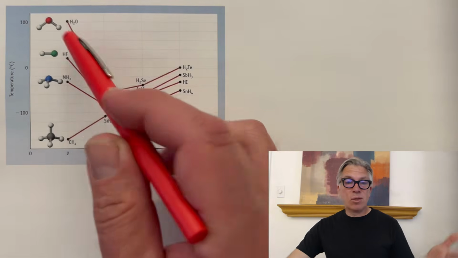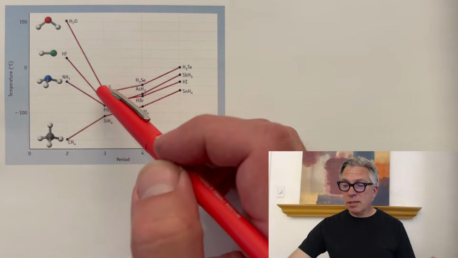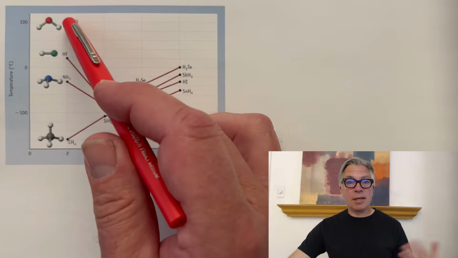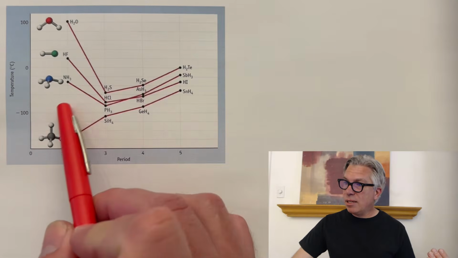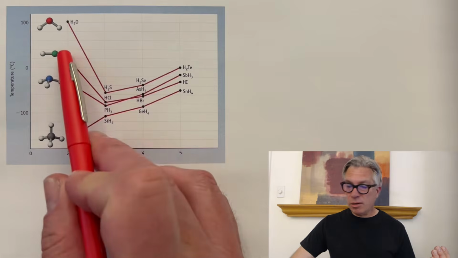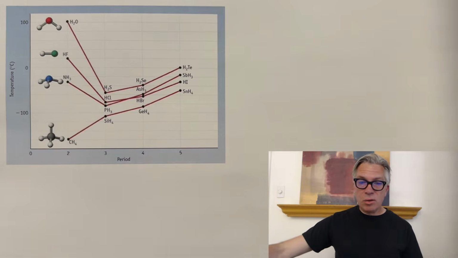But in fact, even though it's the lightest molecule of the group, its boiling point is way higher because of the hydrogen bonding that it exhibits. Same with hydrogen fluoride. We might expect hydrogen fluoride to boil down in here, but it actually boils at much higher, and same with ammonia. And again, it's just trying to show the effect of hydrogen bonding on their boiling points.